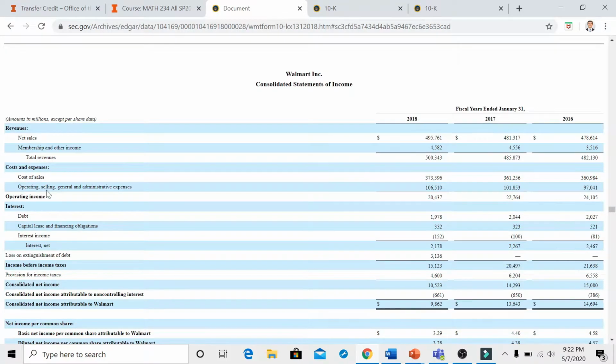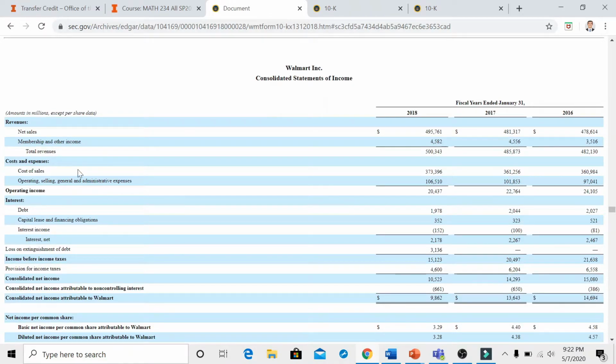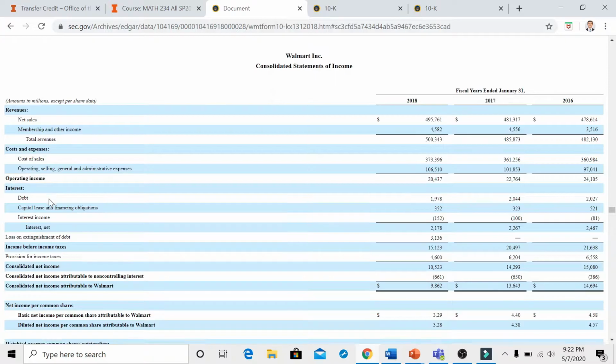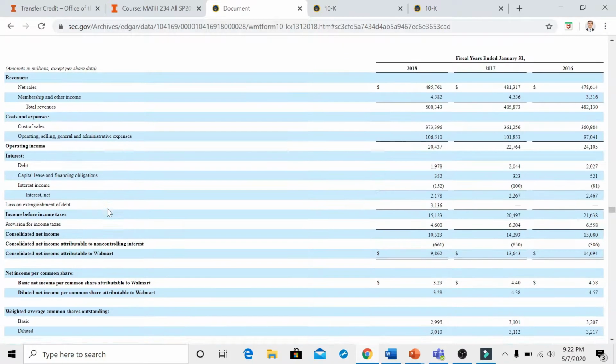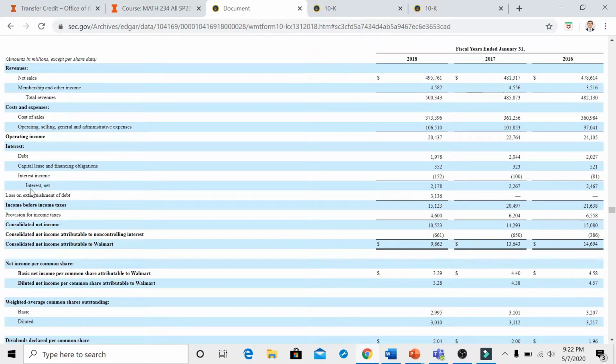It doesn't say COGS on here, but then we have our operating, selling, general, and admin expenses. That leads to our operating income. Then it's got our other expenses. It's got interest really highlighted on here, right? And then that leads to our income before our taxes, our pre-tax income. It's got the taxes, and then it's got our net income. This is a very strange income statement. We can look at another one really quick.